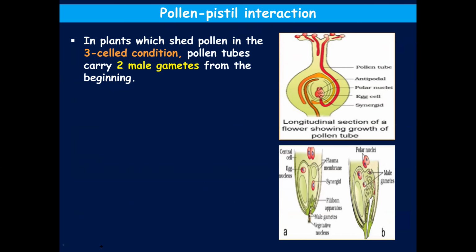In plants which shed pollen in the three-celled stage, pollen tubes will carry two male gametes from the beginning, because when it is being released at that time also, it is having those two male gametes plus one vegetative cell.